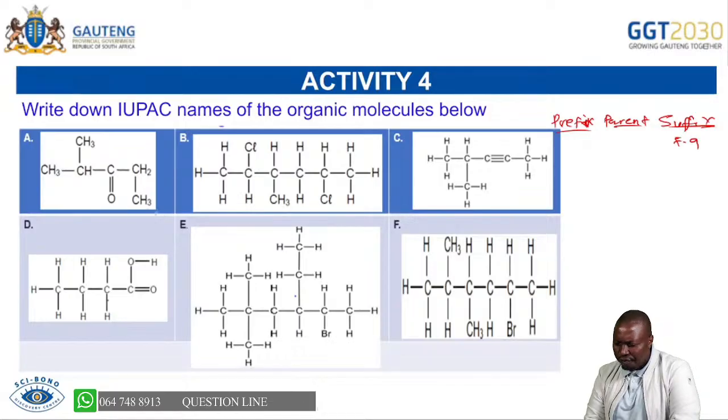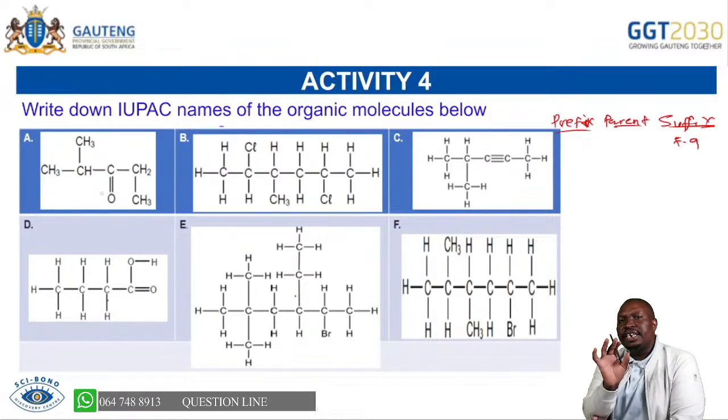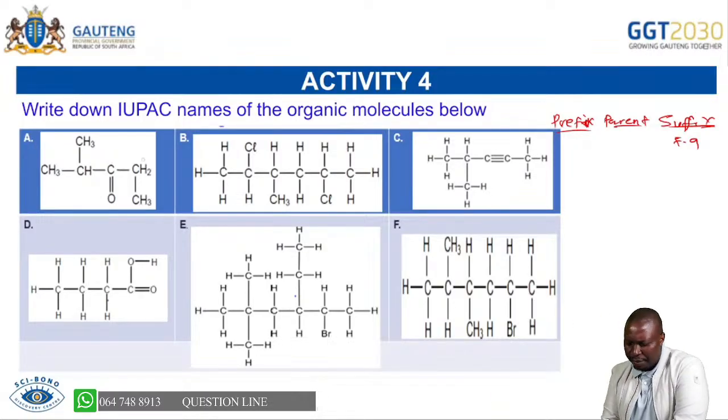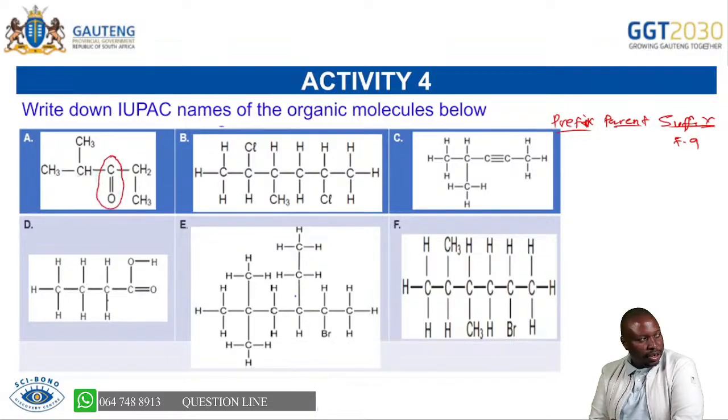Now, you go for the functional group. Remember, the functional group is what differentiates them from the alkanes. What differentiates this from alkanes? You will see that it is this C double bond O. But this C double bond O is bonded to 2 other carbons. So this must be a ketone.